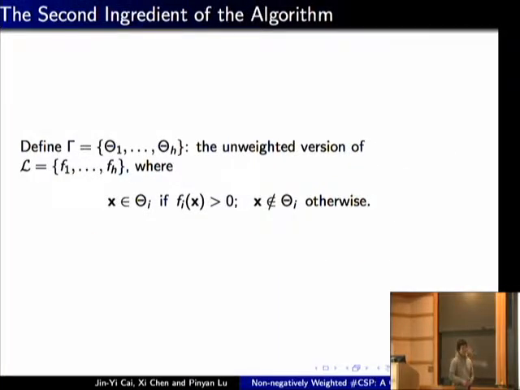And one way to look into these holes and understand the structure behind them is to have a witness algorithm for this language capital F. Okay. And for this purpose, we can define the unweighted version of L. We call it gamma, and it's the most natural definition. X is in theta i if fi of x is positive. So every constraint function here has a corresponding predicate in the unweighted version. And it's in the predicate if and only if the function is positive.